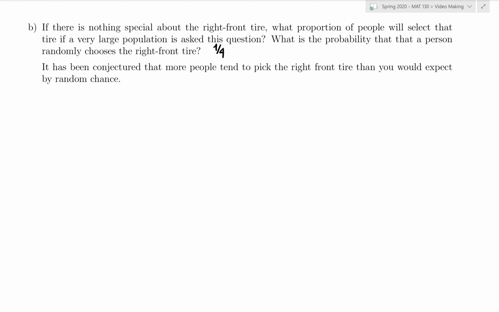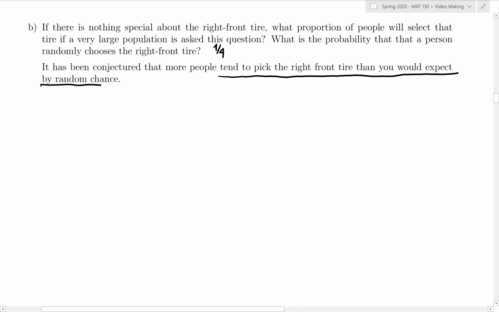So now, given that probability, we would like to do a hypothesis test on the following conjecture: it has been conjectured that more people tend to pick the right front tire than you would expect by random chance. By random chance, we would expect the proportion of people that pick the right front tire to be 1/4.